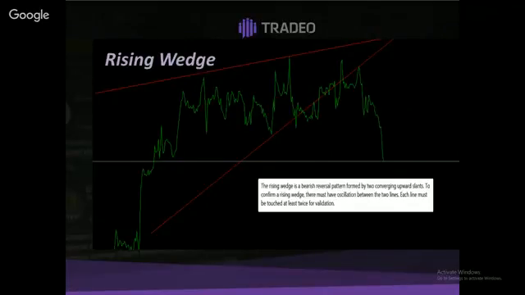The rising wedge. The rising wedge is a bearish reversal pattern formed by two converging upward slants. To confirm a rising wedge, there must be oscillation between the two lines. Each line must be touched at least twice for validation.